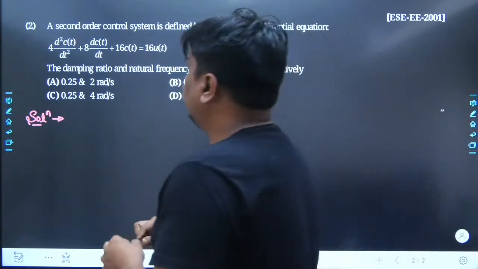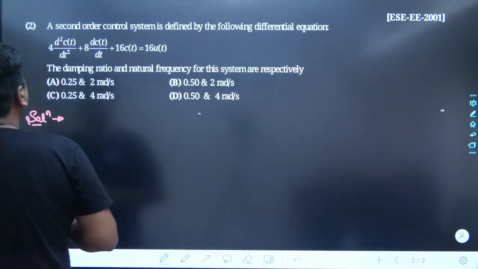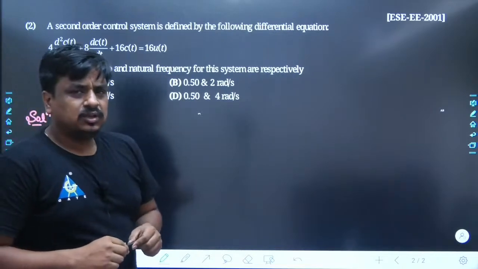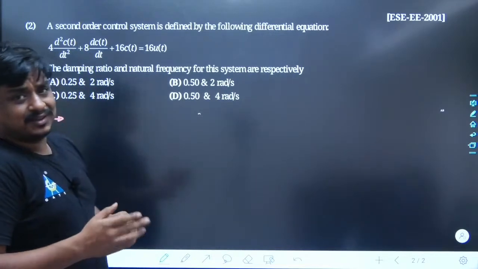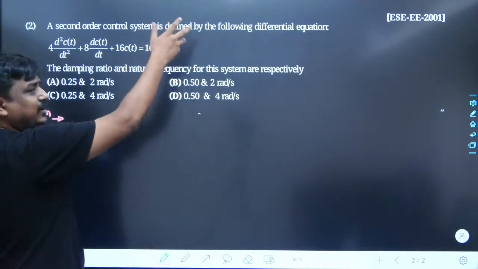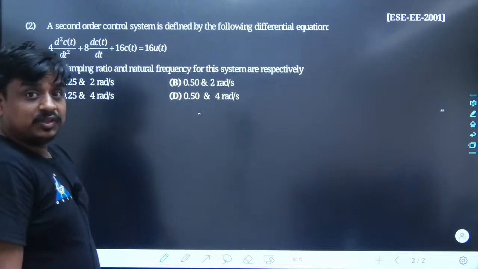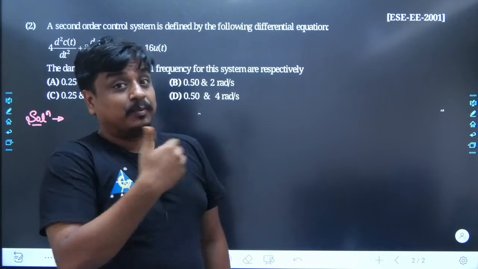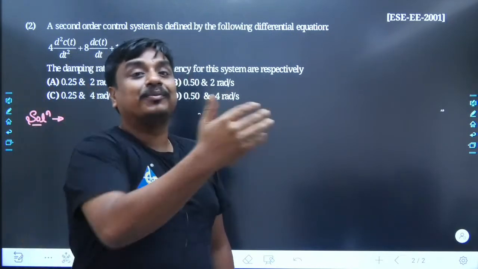My dear friends, whenever a second order system is given in the form of a differential equation, many of the students fear a lot. But I think it's just a way to represent the same system. The system represented in the Laplace domain becomes K omega n square divided by s square plus 2 zeta omega n s plus omega n square. Even this complete transfer function is derived from the differential form of the equation only.